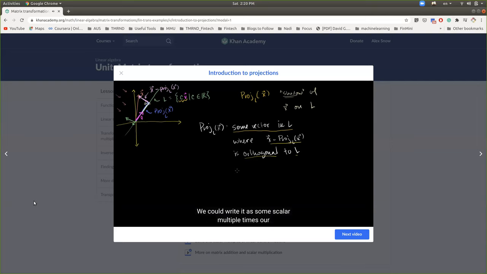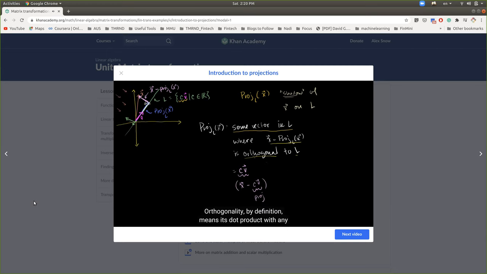We could write it as some scalar multiple times our vector V, right? This is equivalent to our projection. Now, we also know that X minus our projection is orthogonal to L. And I just said that I could rewrite my projection as some multiple of this vector right there. You can see it the way I drew it here. It almost looks like it's 2 times this vector. So we know that X minus our projection, this is our projection right here, is orthogonal to L.